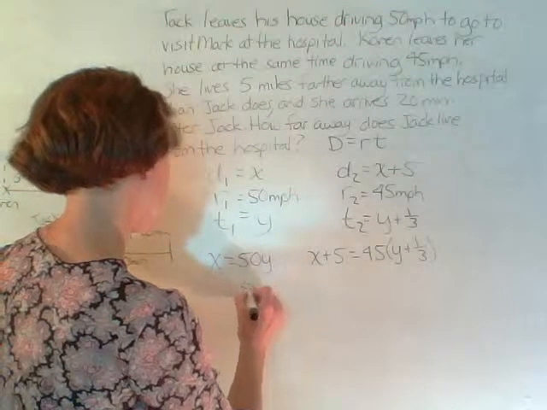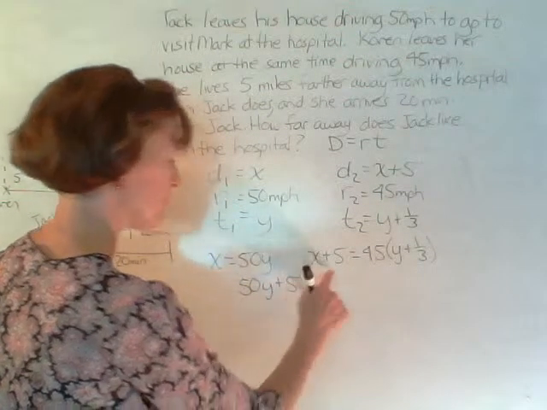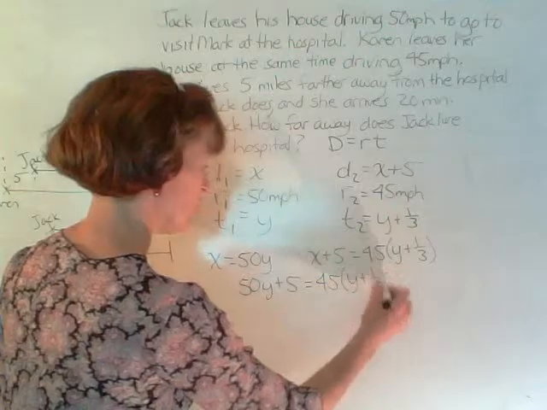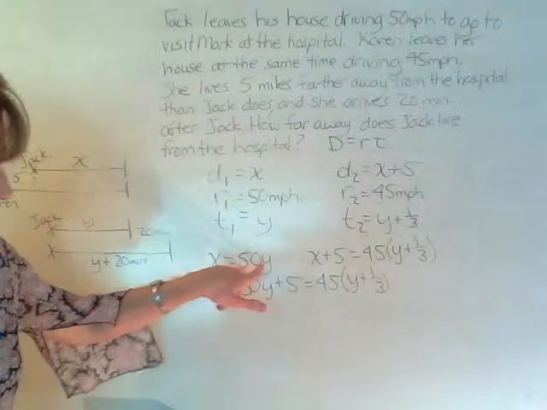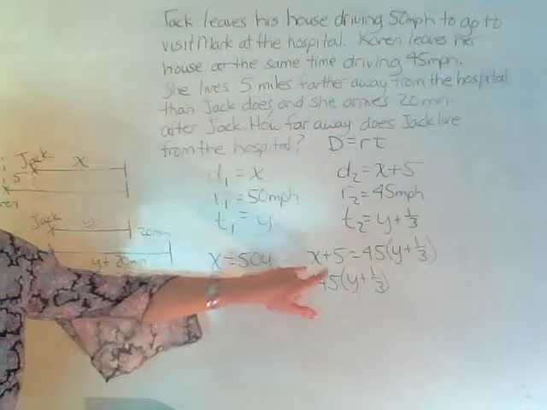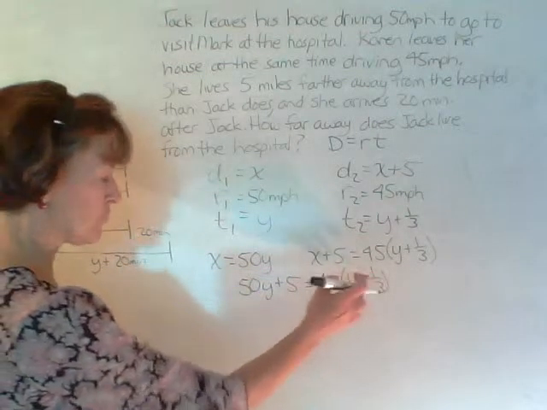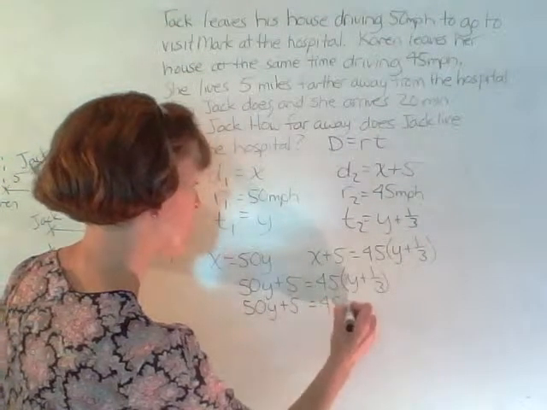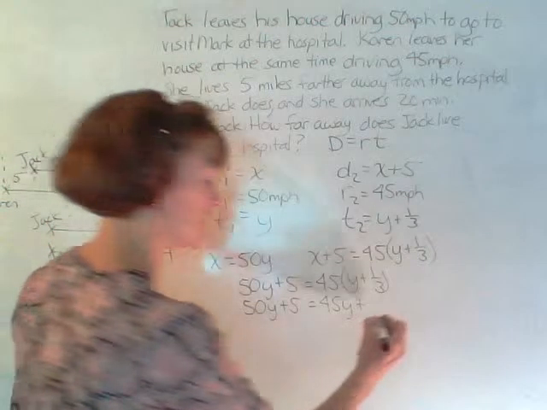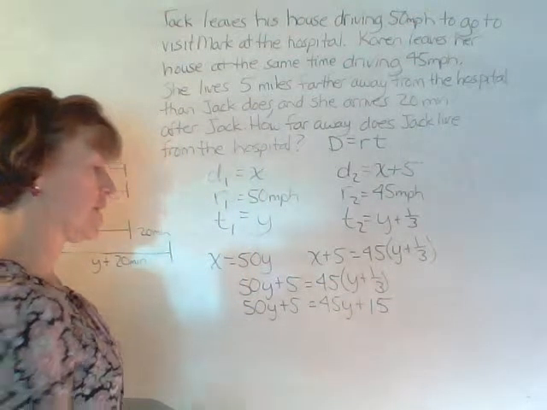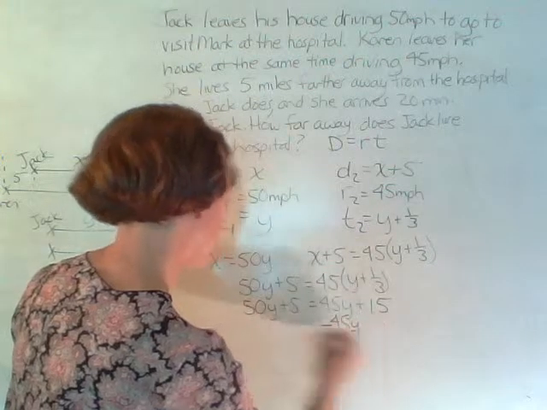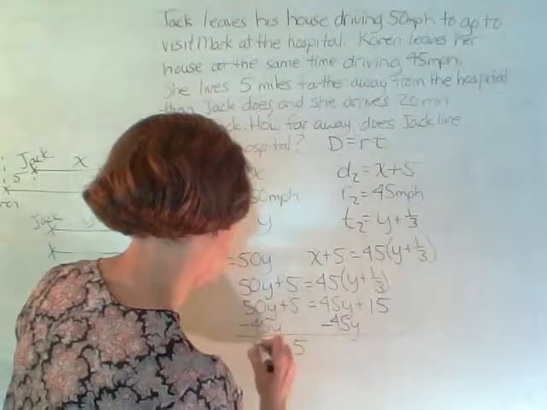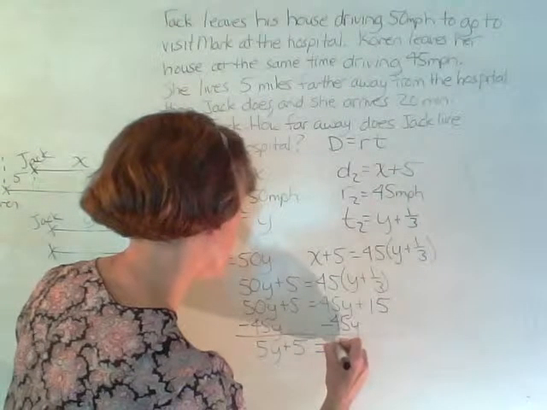So 50y plus 5 equals 45 times y plus 1/3. All I did was substitute the 50y here for the x here. Now, when I do my algebra, the first thing I'm going to do is use my distributive property. I get 45y plus, now 1/3 of 45 is 15. All right, so I'm going to subtract 45y from both sides. And I get 5y plus 5 equals 15.